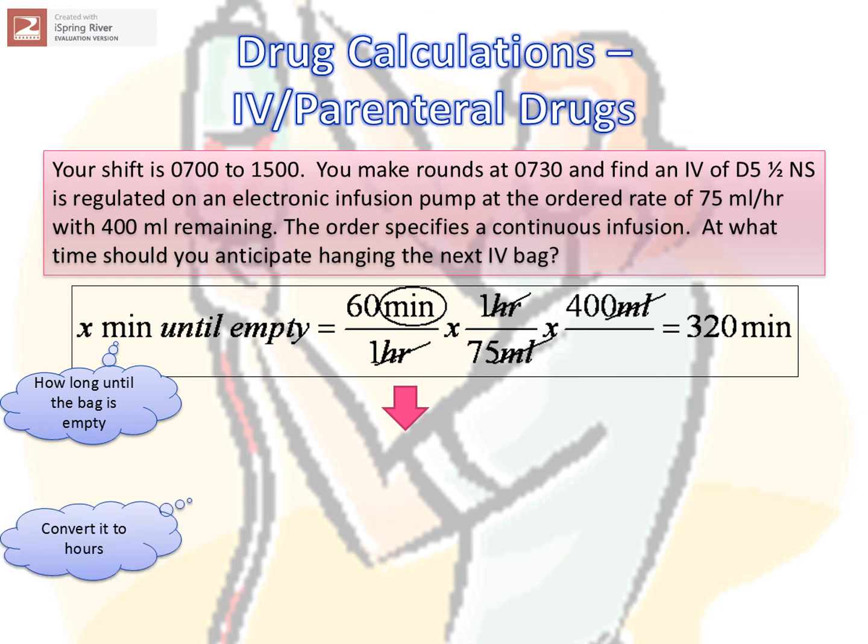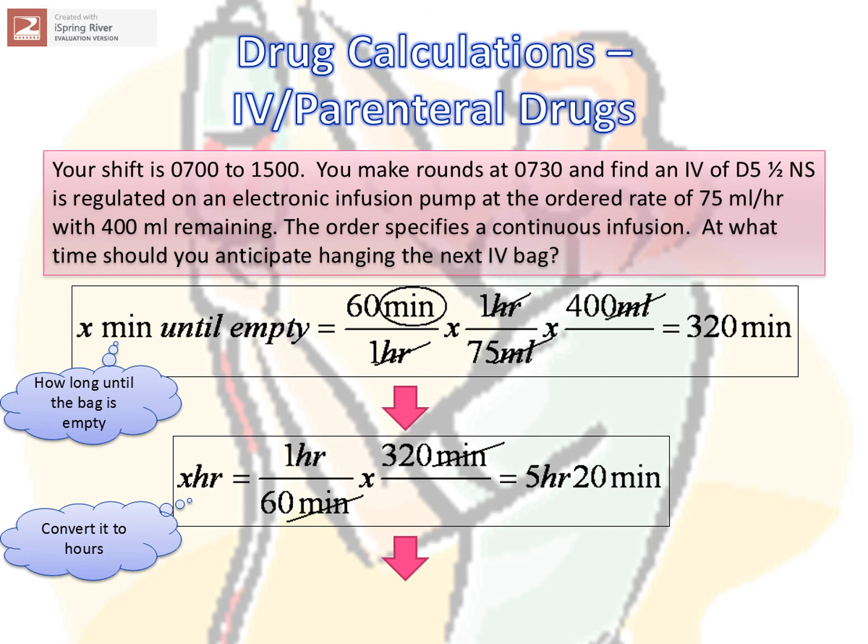The next thing you should think about is, how do I convert that to hours? We talked about this earlier. So you're going to divide 320 minutes by 60, and then whatever's left over is the number of minutes. 320 divided by 60 is 5, with 20 minutes left over. 5 hours and 20 minutes.